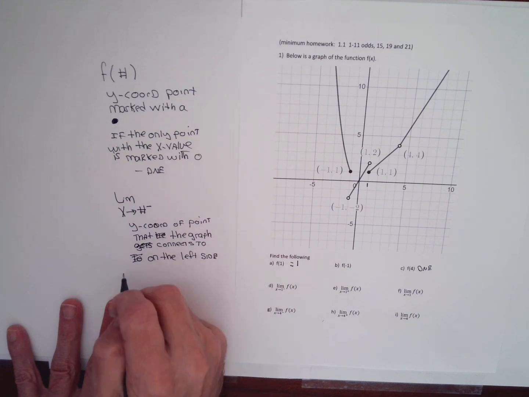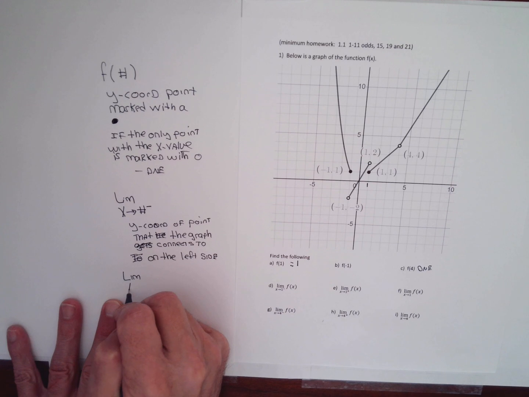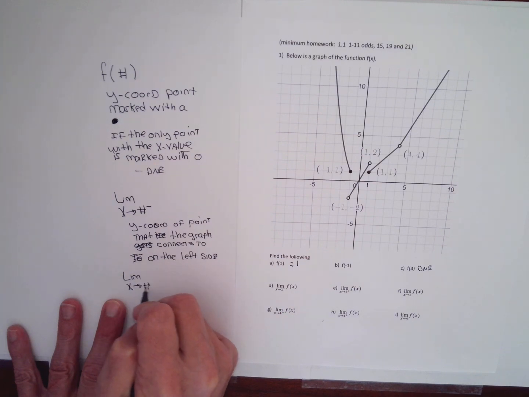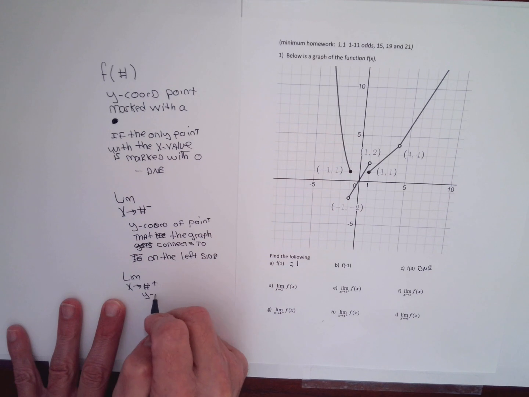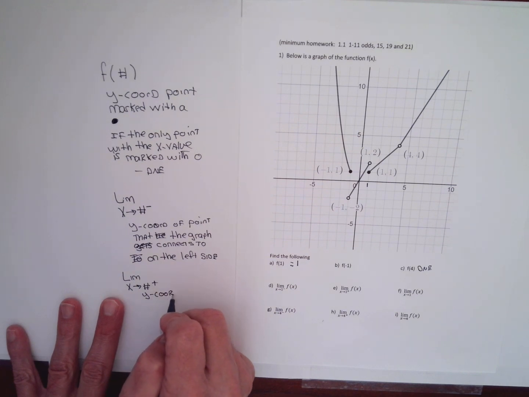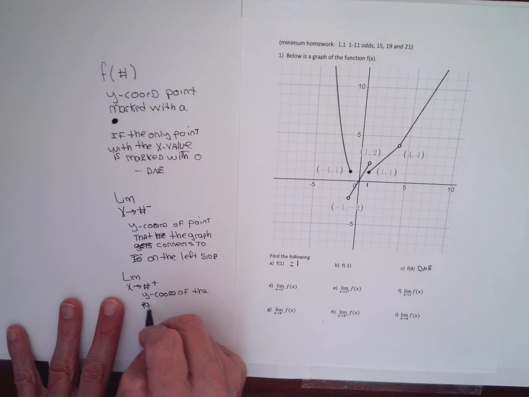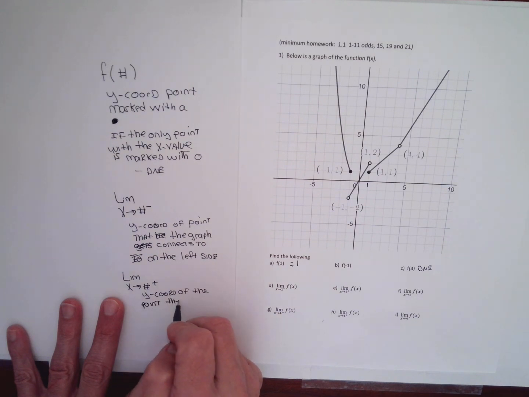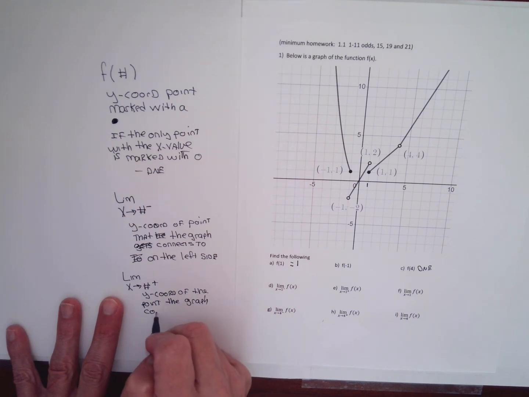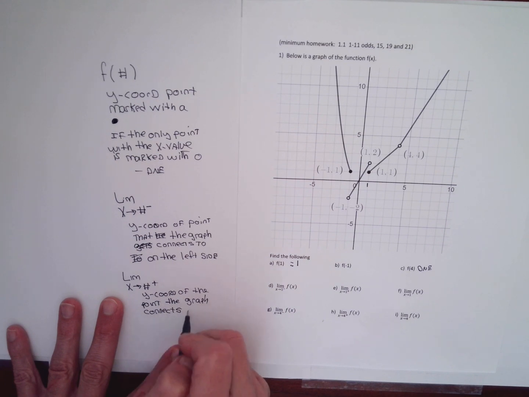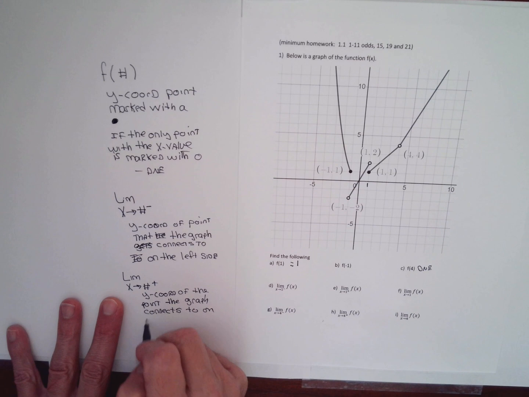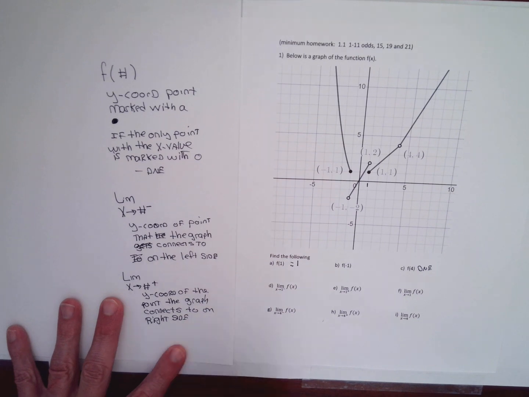Trying to use words here and it's not really coming out so nicely. And let me do this with a plus. The limit as x approaches some number with a plus is going to be the y-coordinate, could be the y-coordinate of a closed circle, and then of the point the graph connects to on the right side. I'll show you that with my problem, not to spoil all of your homework, but this should go real quick.